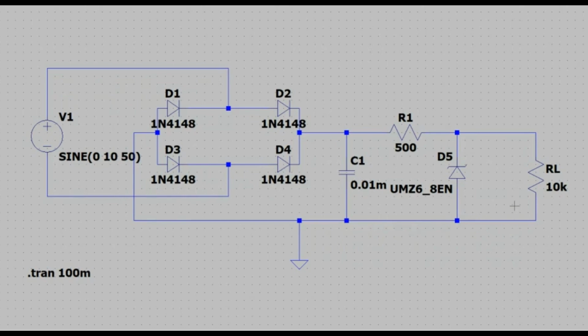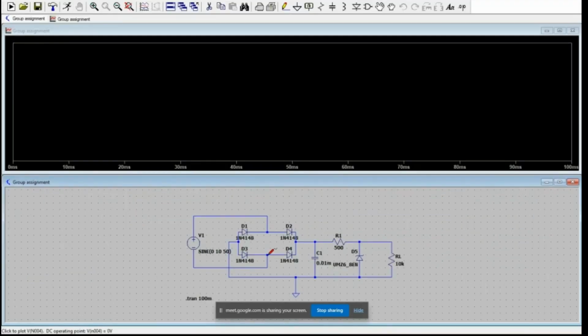For the regulator, it consists of a Zener resistor with a worth of 500 ohms and a Zener diode. The resistor is used to resist current to prevent damage of Zener diode from its maximum current that can flow through the Zener diode. For the Zener diode, the function is used to maintain a constant DC when powering the 10 kilo ohm load. Okay, for the simulation part, I will show the waveform for the demonstration.